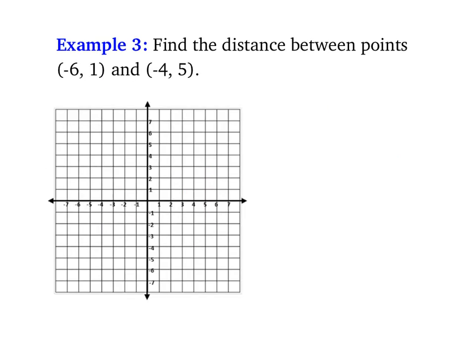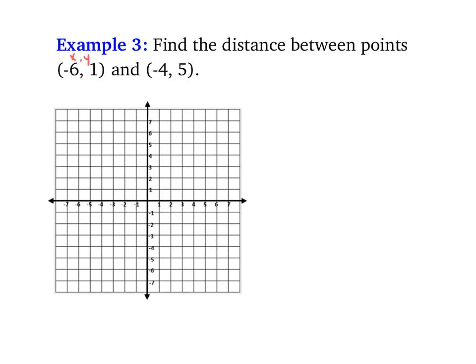In this last example we're going to look at, the only difference is instead of actually giving you the visual of those points, they just told you what the points were. So it says find the distance between points -6, 1 and -4, 5. I'm a visual person myself, so I'm going to take just a scrap of graph paper to help me see these points. Remember, a point is listed as x, y.